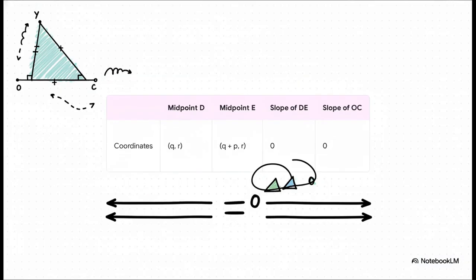All right, first up, let's check if they're parallel. So we use the midpoint formula to get the coordinates for points D and E. And when you calculate the slope of that midsegment, DE, you get 0. And what's the slope of the base, OC? Also 0. Since their slopes are exactly the same, the lines are, without a doubt, parallel. So superpower number 1? Check.